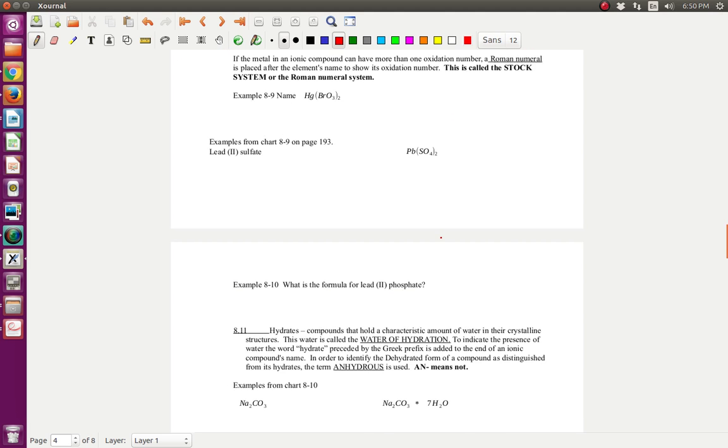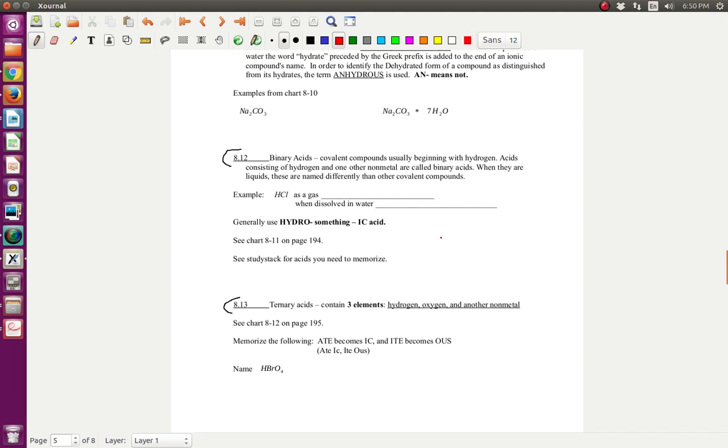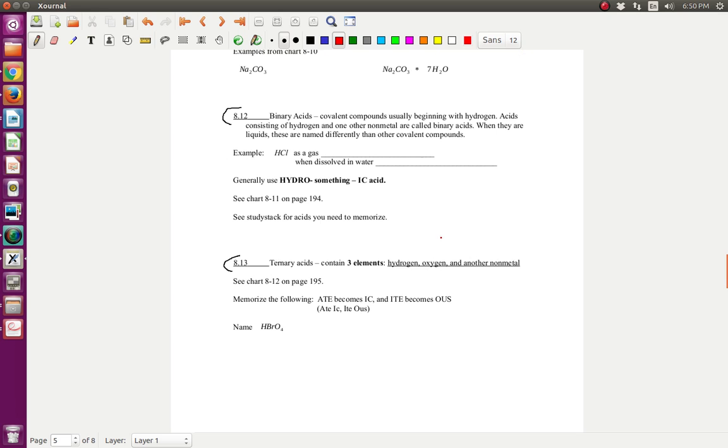So what I want to do now is skip down to the binary and ternary acids. What I'm going to do is explain this and then I'm going to have to make another short video with the homework on it because I can't look at 2 PDFs at once and write on them. So these are the binary acids. Binary, remember bi means 2, so it should have only 2 types of atoms.